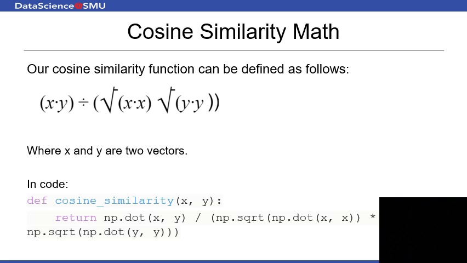Here we're showing the cosine similarity math, where we have two vectors, x and y. We're doing some calculations where we multiply the vector of x times y, and then divide by the square root of x times itself times the square root of y times itself to get to what the cosine similarity is. Also showing here how that might be done in code.